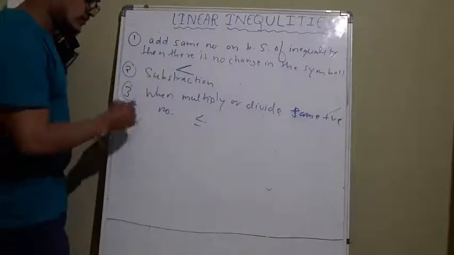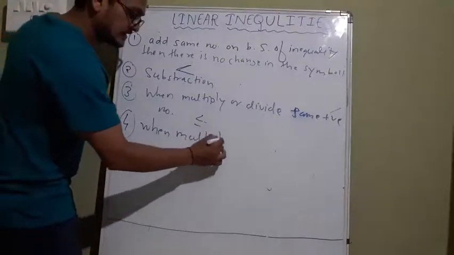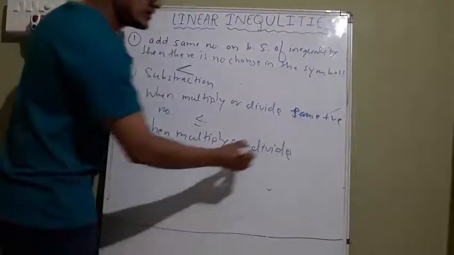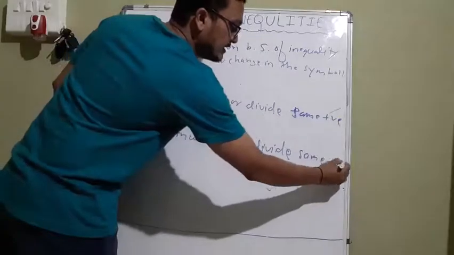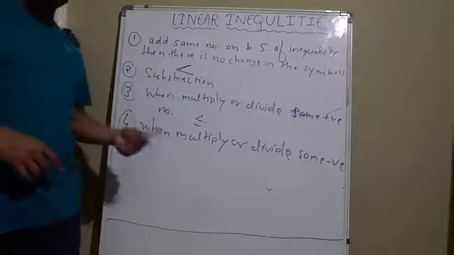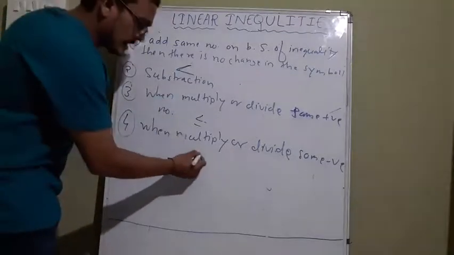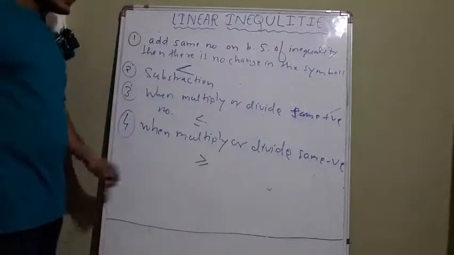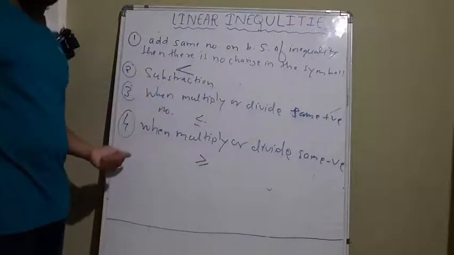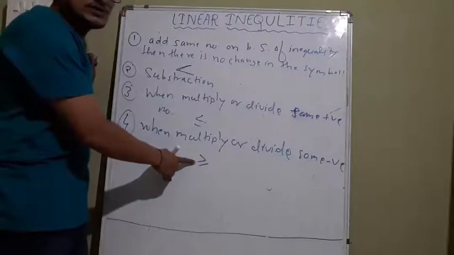Fourth rule. When you multiply or divide by the same negative number, then there is a change in the symbol. Now the symbol will change. For example, I have greater than or equal to. On both sides of this inequality, if I multiply or divide by a negative number, then this symbol changes to its opposite one.